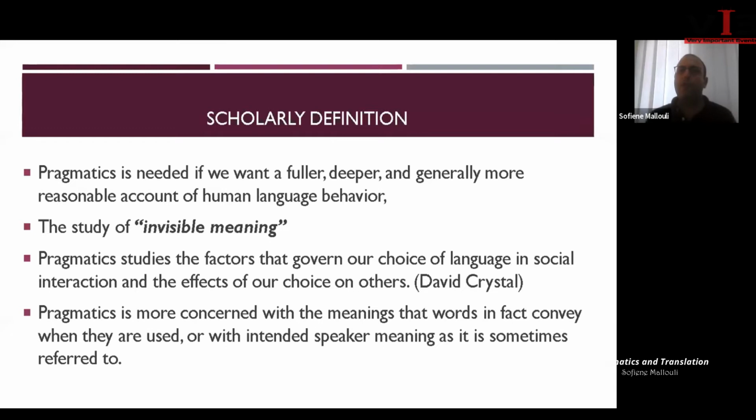So far, we talked about definitions. We focused on dictionary and encyclopedia definitions of pragmatics. Then we moved on and talked about scholarly definitions. The difference between the two is that dictionary definitions are not really flexible, because dictionaries are not published every couple of weeks. But scholarly definitions emanate from research and studies in the area of language and languages.